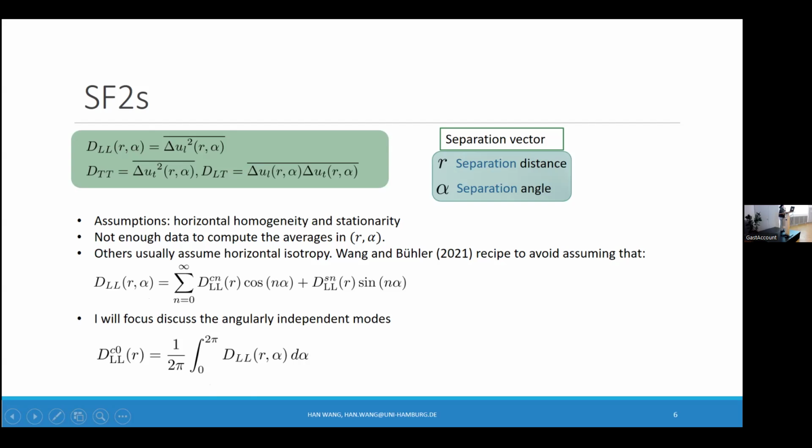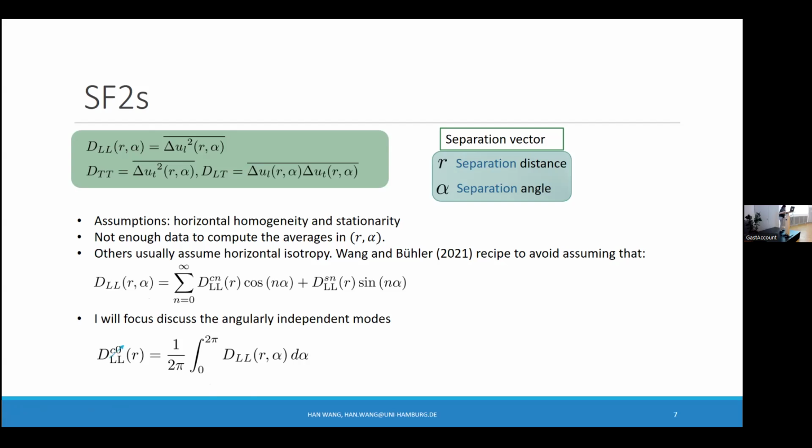So the data we need is exactly the same, but we are not assuming isotropy, we are only looking at the angularly averaged modes in my talk. And in the paper, we look at the other modes.